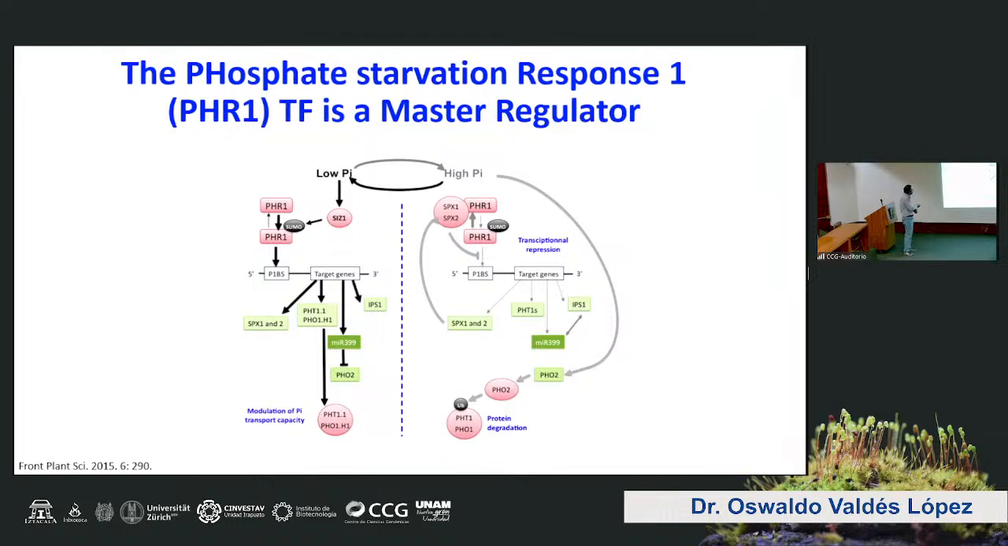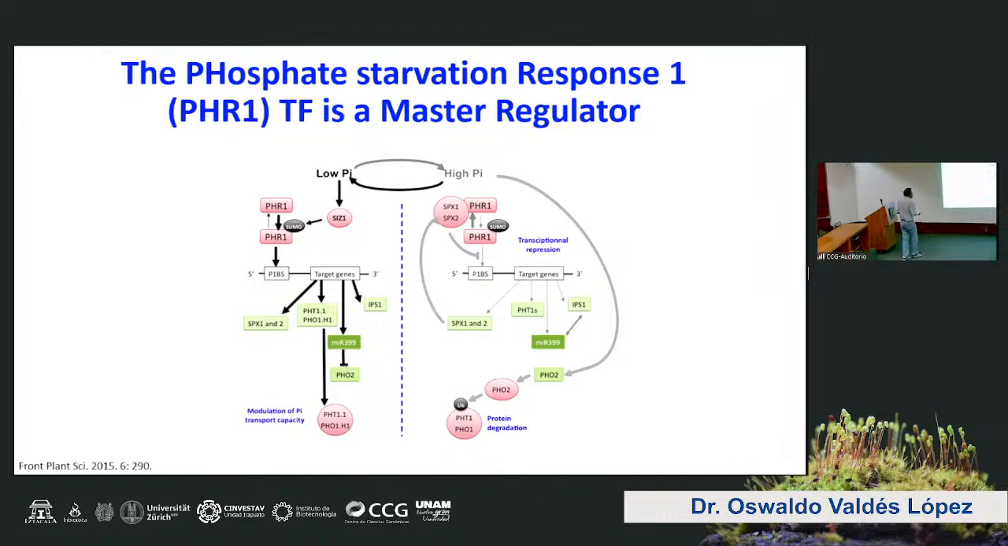This transcription factor will recognize or bind to this cis regulatory element that we call PHR binding sites, or P1BS. The majority of the phosphate deficiency responsive genes will have at least one of these cis elements in their promoter region. Some examples are phosphate transporters and phosphate translocators, which are very important to sustain phosphate transport and also phosphate homeostasis. So PHR is an important guy controlling the plant response to phosphate deficiency.